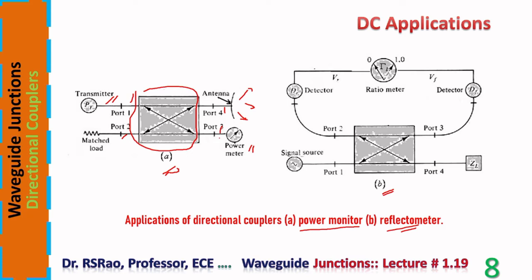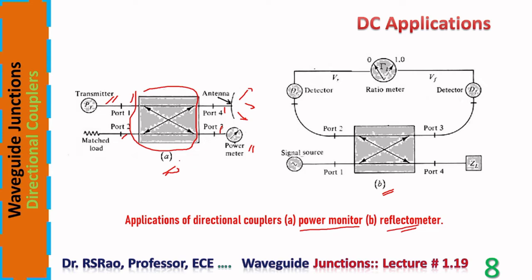The power meter then gives an indication. From its deflection, the amount of power that is flowing from transmitter to antenna can be estimated. If the transmitter is working, then there exists deflection in the power meter. So deflection in the power meter ensures that the transmitter is working, and the amount of deflection gives an estimate regarding the power that is being flown from transmitter to antenna.